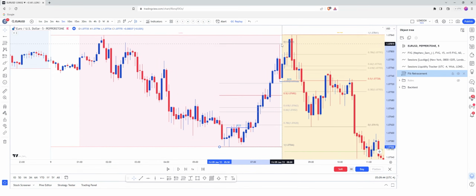Coming into New York, we now have the London high is taken. So London has closed, New York has opened. It swept the high just by a tick and then created displacement with a break of structure lower. So this has invalidated any long entry, in my opinion. I'm not looking for longs here now because we've taken the London high and we've started displacing lower with fair value gaps and breaks of structure, which means that I would be on the hunt for a short given that London high has been taken.